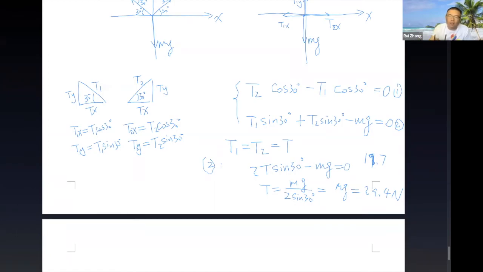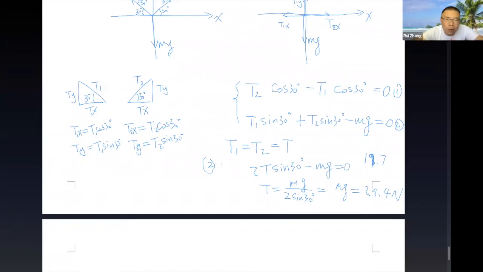Well, if I give you a different angle, it won't be exactly this. If I give you, for example, sine 45, then 2 times sine 45 is not going to be 1 anymore. It's going to be square root of 2, so 1.414. So you get a smaller value of T. So the angle actually determines how big the tension is. I just happened to give you the angle such that the tension just equals the mass.